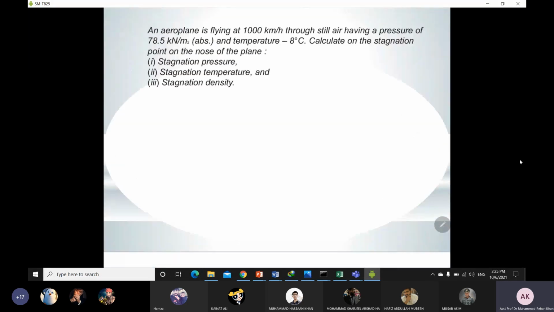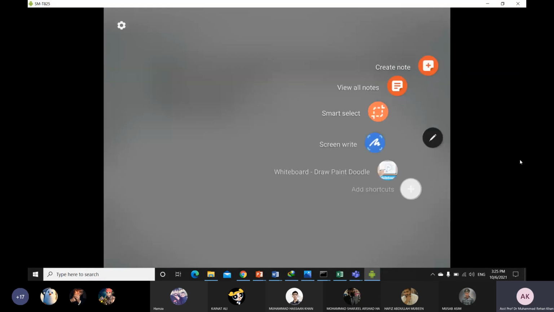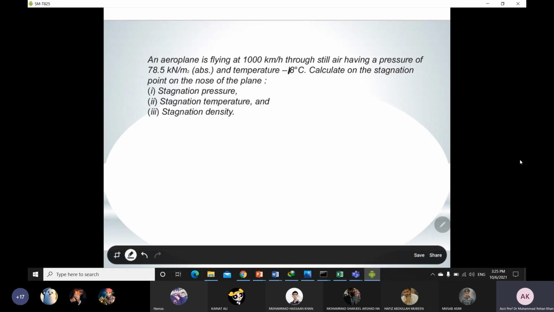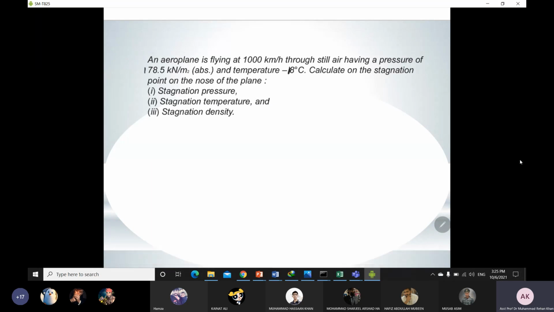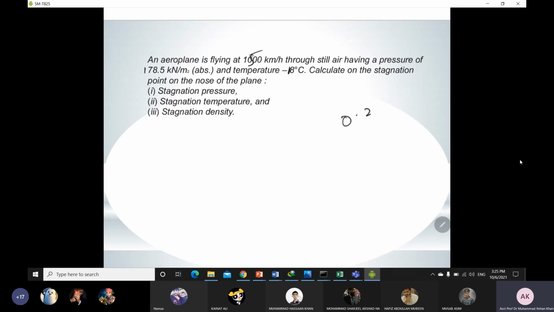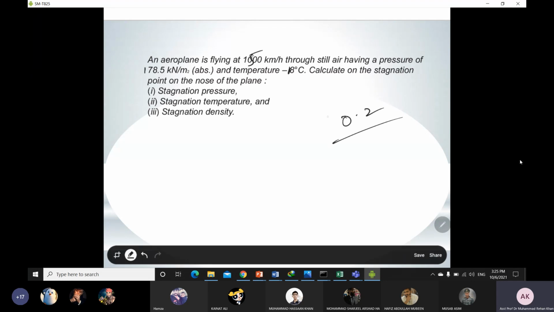Now the question which you have to solve is the same. I am just going to change some data. Here it is minus 18 degrees Celsius. This you can take as 178.5, and you can change this to 1500 kilometer per hour. You have to send it to me by tomorrow or within this week, and you will get 0.2 absolute mark for it. If you have any question, you can ask me, and then we will stop at this point.